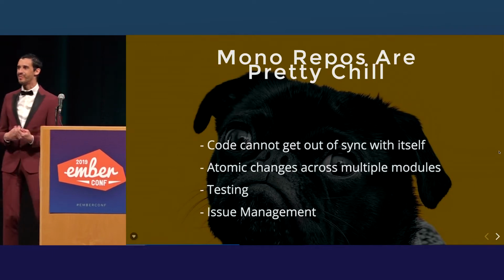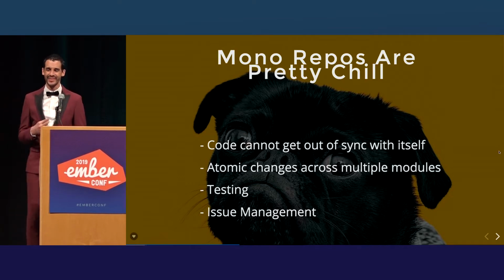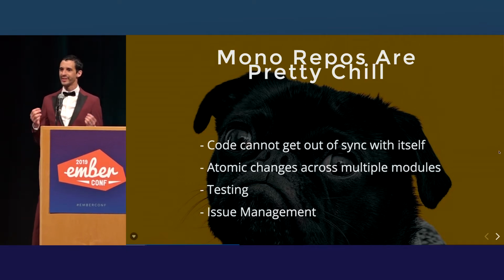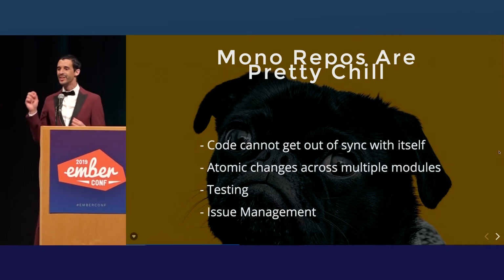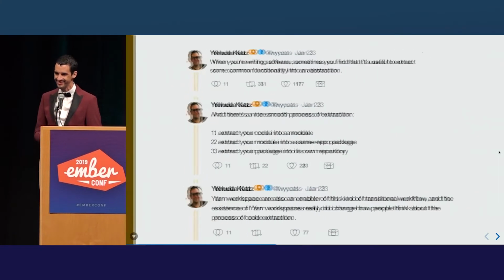So people really love monorepos. And the reason is that in a repository, the code stays in sync with itself. So when you have multiple modules that live within that repository, the modules stay in sync. You can have a single PR or even a single commit that is able to orchestrate a change across multiple modules. And you can also test these things together. Filing issues and tracking issues is much more convenient when you have modules that are co-located inside the same repository.